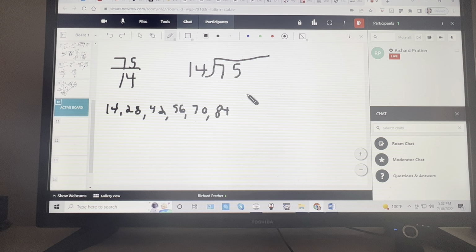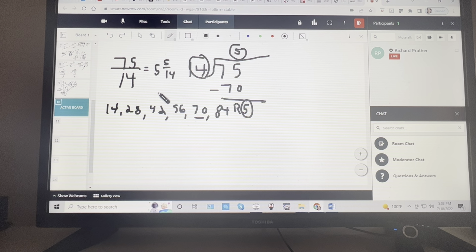So it's like The Price Is Right. What's the closest I can get to 75 without going over? 5 is the closest I can get. 5 times 14 is 70 because I did it right there. That has a remainder of 5. Now this is just a coincidence that this happened twice in a row, but this improper fraction is the same thing as 5 and 5 fourteenths.